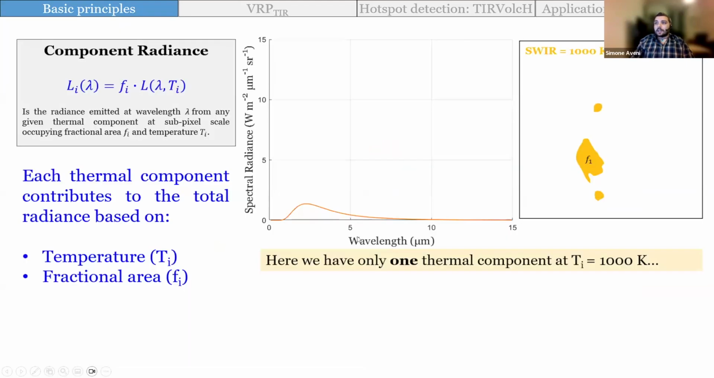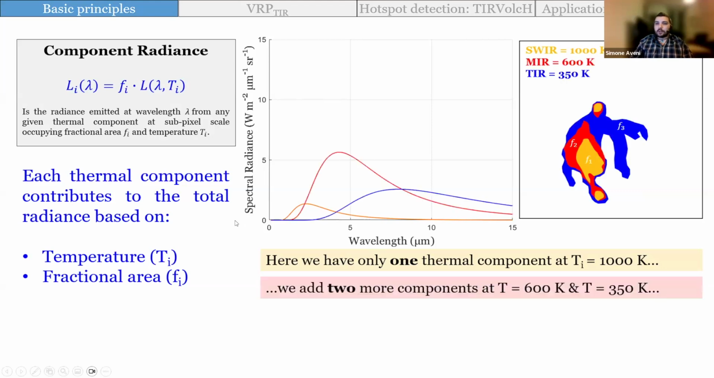So let's take a look at what we can get from satellite from an image like this one. So for each component, let's simplify everything. Let's assume that in our pixel, we do not have a background, we do not have anything, we just have one thermal component, 1000 Kelvin, and this is its spectral radiance. So basically, this is the radiance emitted at all wavelengths, in this case comprised between 0 and 15 microns, for that thermal component that occupies a given fractional area within the pixel and has its own temperature. So this is, of course, as we said, not the case.